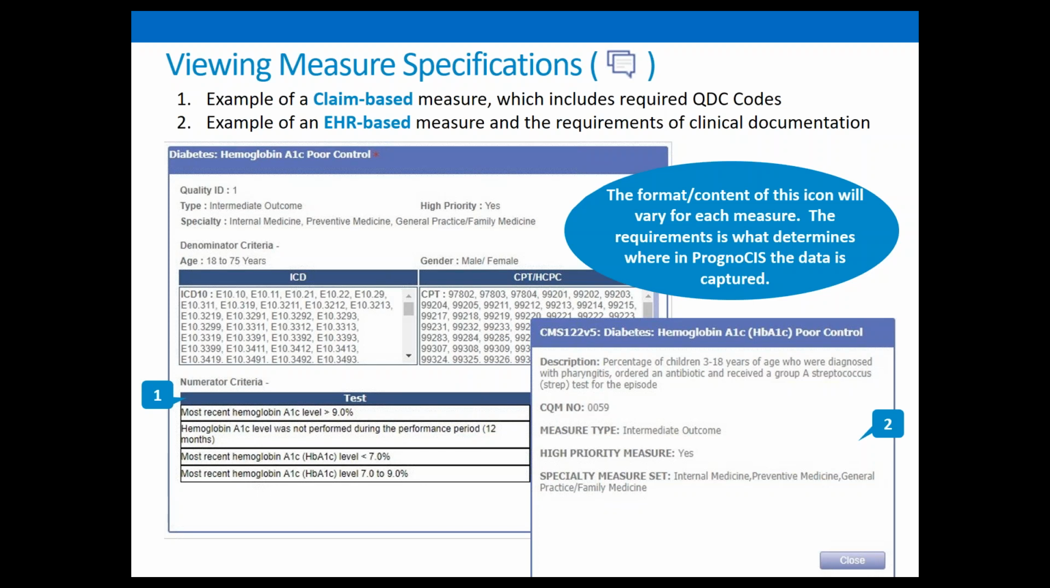On the EHR based, for a poor control of an A1C, it just says that you need to order an antibiotic and give them a strep test. Whereas on the claim base, it's looking at the value of the A1C, and based on that, it wants you to put a certain code. So this is a good example of understanding the measures you choose, but realizing that you have to decide on the method of submission, because that is what will determine how you document the data.